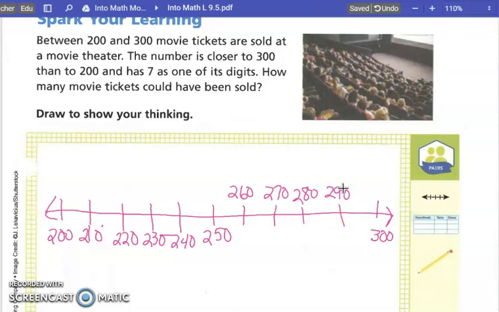Okay. So we know it's not in the hundreds place. Can we put it in the ones place? Yeah. But what would our tens number have to be then? It could be, right? It could be 297, right?